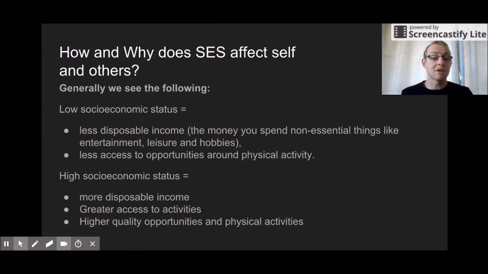Whereas a high socioeconomic status usually means lots of money to spend on whatever we like. We can go spend it on sports, we can go spend it on physical activity, cool. Greater access to activities, just having money in the first place opens up a whole range of options. It opens doors for us in terms of what we can access and what we can participate in. And generally, higher socioeconomic status, we see a higher quality of the opportunities and physical activities.